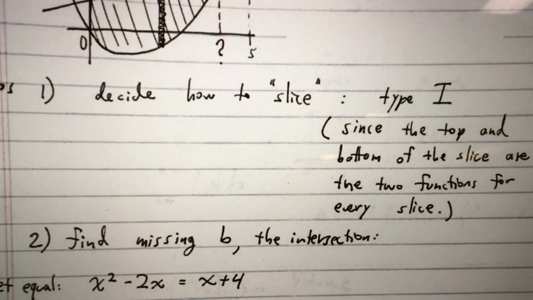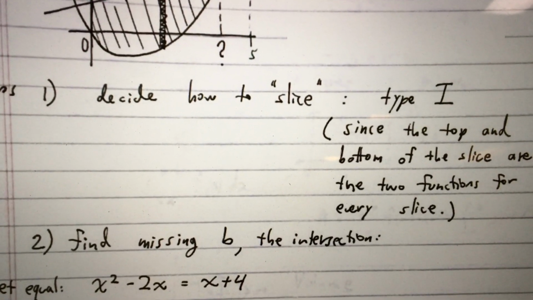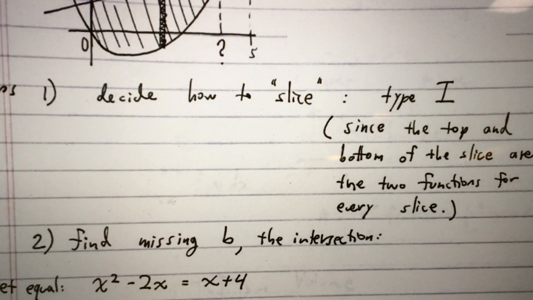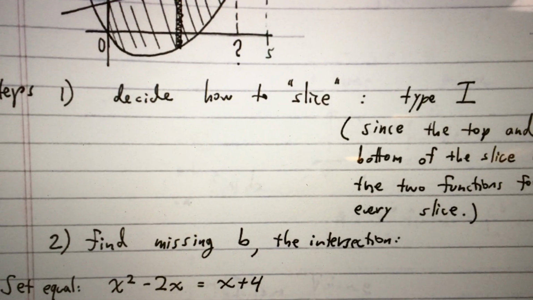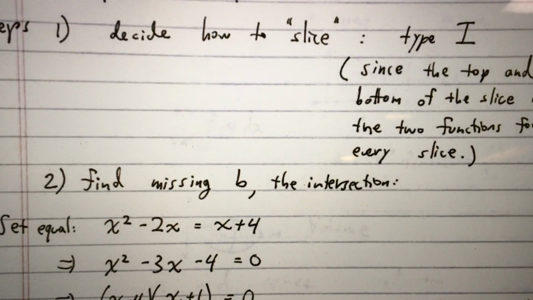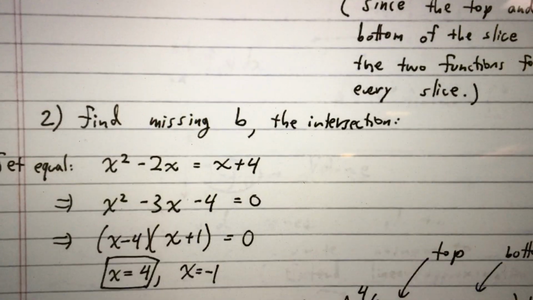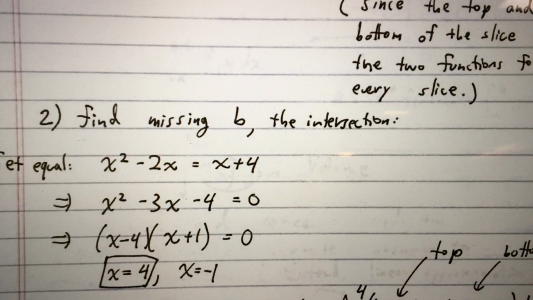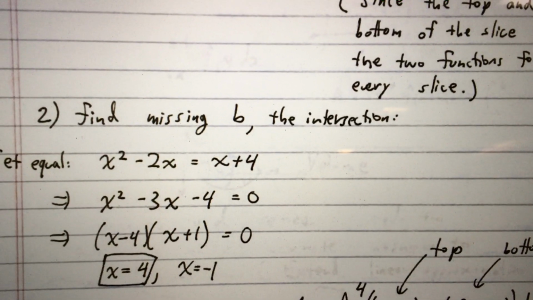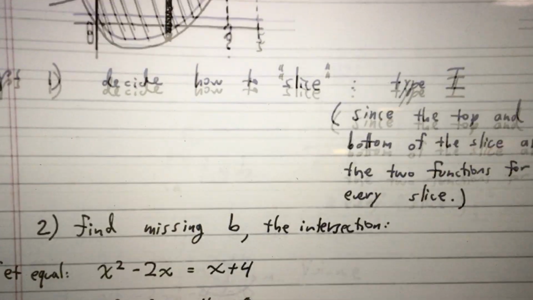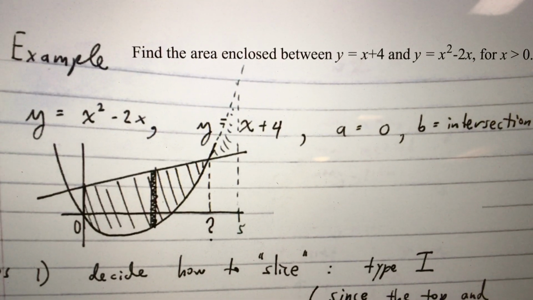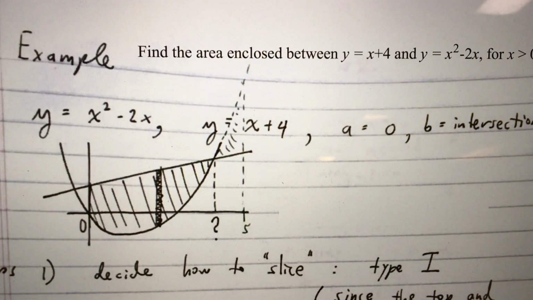I need to find that missing x equal b, the right-hand endpoint. That's the intersection that's marked with a question mark there. So to find that, I just set the two curves equal to each other, and that'll tell me the x value where they cross. So x squared minus 2x equals x plus 4, and we do the algebra. Subtract the x and the 4. These factor nicely, so I don't need the quadratic formula. And I get x equal to 4 and x equal to negative 1. Now, two answers, but I know that in the problem it said x greater than 0. And from the picture, that's how I drew it as well, the question mark must be the x equal to 4 answer.